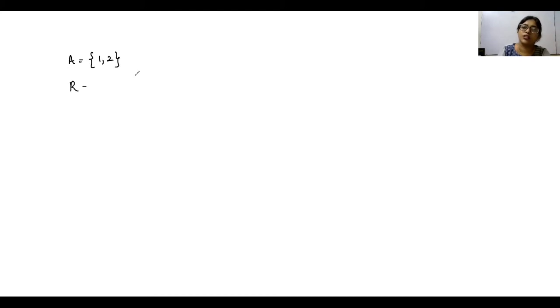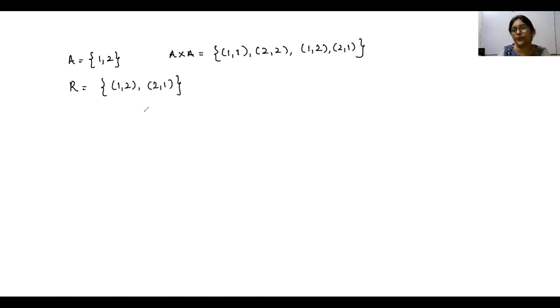Now, taking the same example, that is set A, which was {1, 2}. If I have a relation R, let's first write A cross A. So A cross A is (1, 1)... So if we have (1, 2) in the relation, then we should have the reverse element (2, 1) also. That is known as a symmetric relation. So relation R, which is defined as {(1, 1)}, is symmetric because the reverse of (1, 1) is also (1, 1). So that's a symmetric relation.